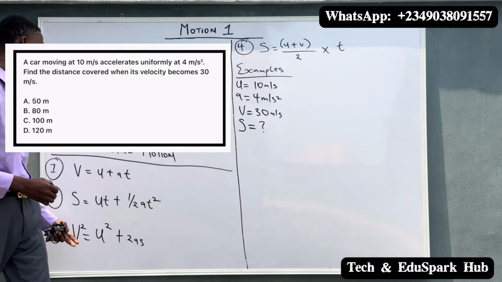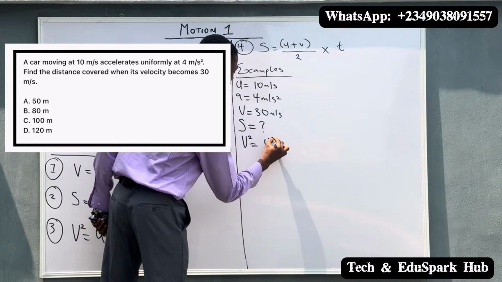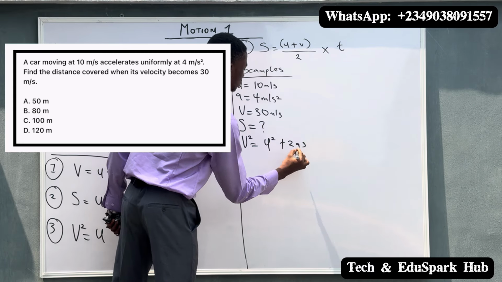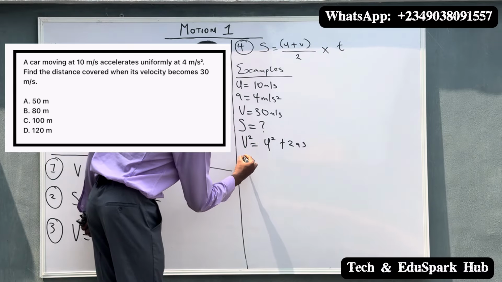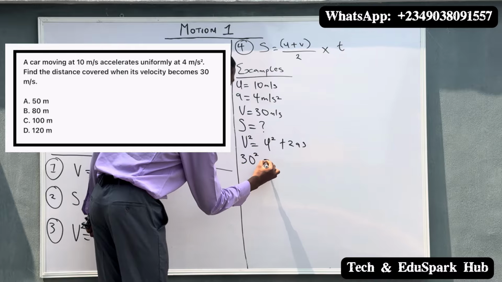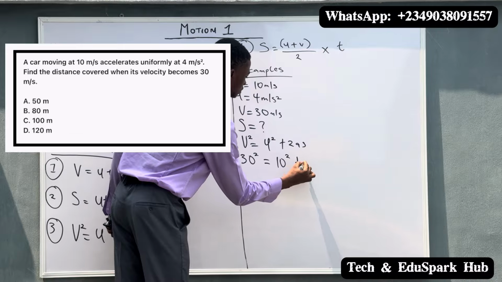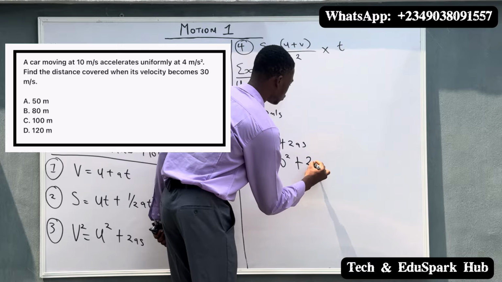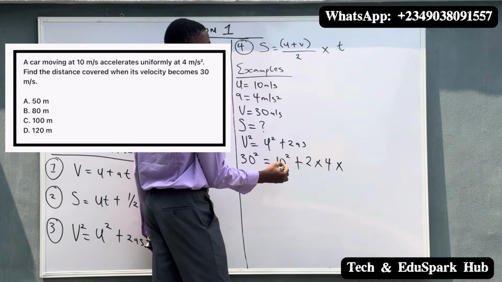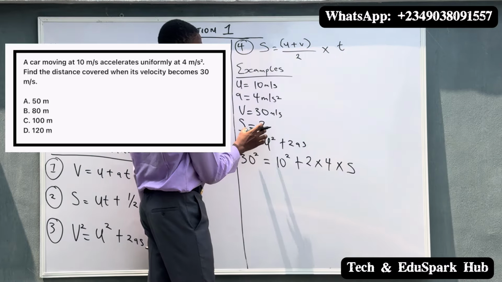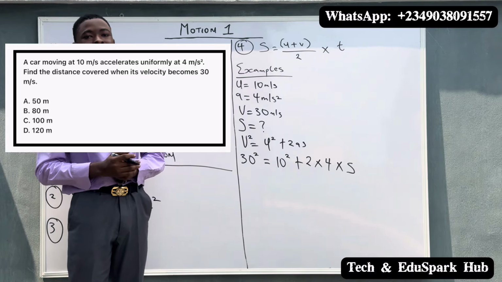So in this case, we can use this formula, which is v square equals u square plus 2as. So this is our formula. We know that our v square is 30, so we have 30 square equal to, what is our u? Our u is 10, so we have 10 square plus, what is our acceleration? We have 2 multiplied by 4 multiplied by s, which is the distance. Our s is not given. That is what we are asked to calculate, the distance covered when the velocity reaches 30 meters per second.